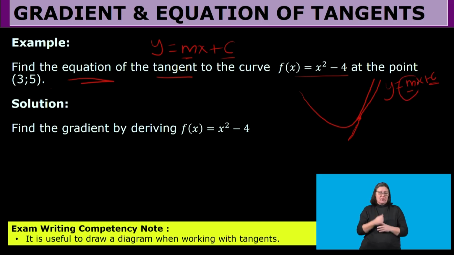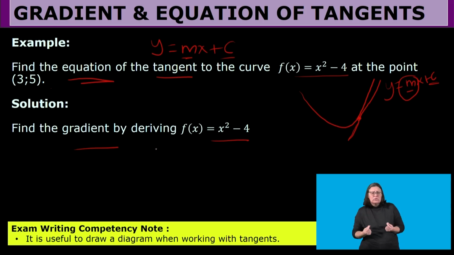To find the gradient, it's a topic we've been talking about so far, talking about first principles, talking about derivative by rules. We find the gradient by finding the derivative. So to find the gradient of this graph at the point x is equal to 3, I need to find the gradient of the function x squared minus 4. Well, how do I do that?